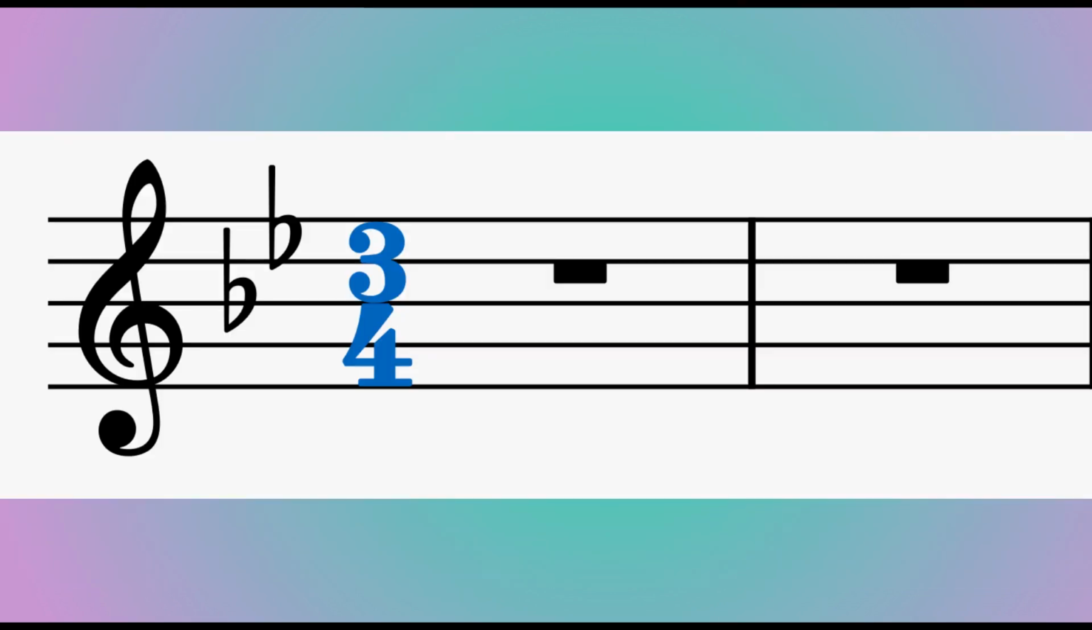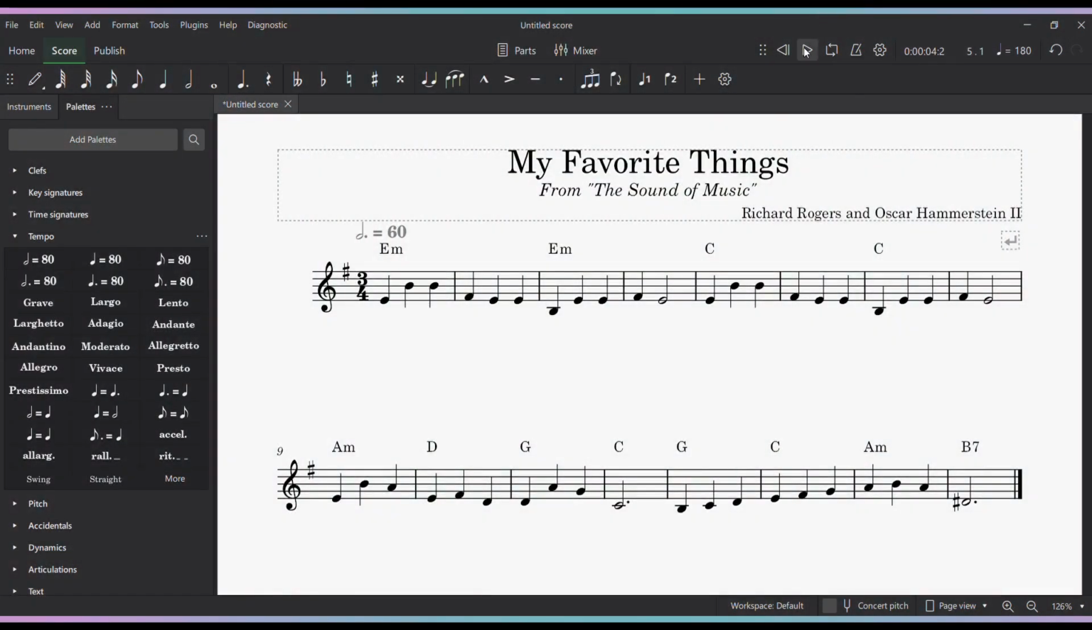An example of a song with 3 on top would be My Favorite Things.